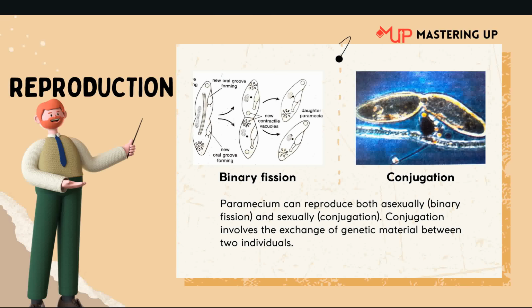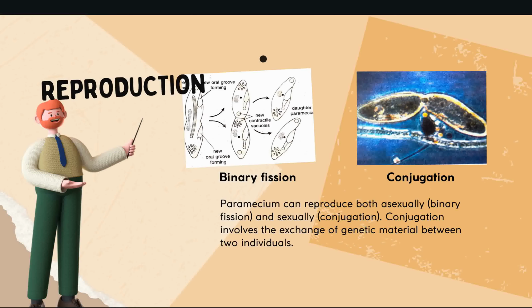Moving on to reproduction, paramecium can reproduce both asexually, that is via binary fission, and sexually through conjugation. Conjugation involves the exchange of genetic material between two individuals. You can see the figure showing binary fission, showing the formation of two daughter paramecia. And then on the right, you can see conjugation, where two paramecia are involved in the exchange of genetic material.